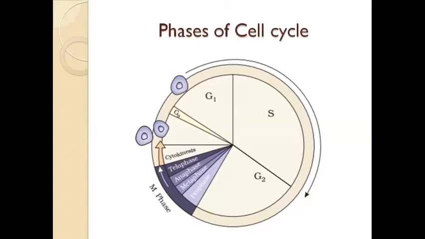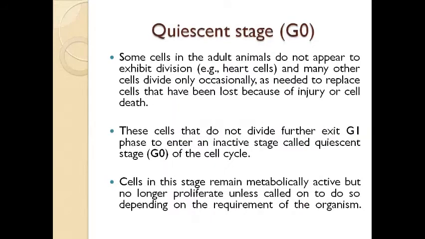Then comes the G2 phase, or gap 2 phase. The gap 2 phase is responsible for the production of whatever cell constituents are required for the mitotic phase. Because once a cell enters the mitotic phase, the fate of that cell is to divide and produce two progeny.